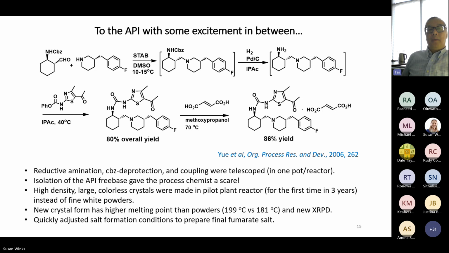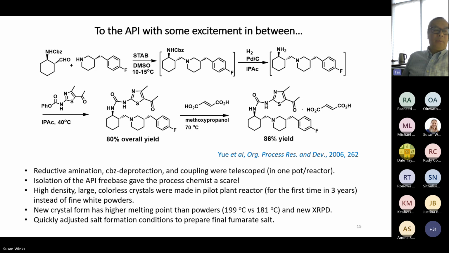reactor. So, all the chemistry went well, but something unexpected happened here, and it caused me and the whole team a big scare. It was that when we crystallized out the free base of the API, a new and different polymorph was observed. Instead of getting nice powder, we got really high density, extremely large colorless crystals. So the purity was good, but the problem is it impacts the solubility of the free base. So, this new crystal has a higher melting point and different X-ray diffraction pattern. So it's definitely a different polymorph.